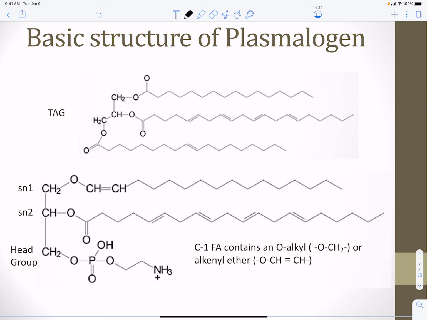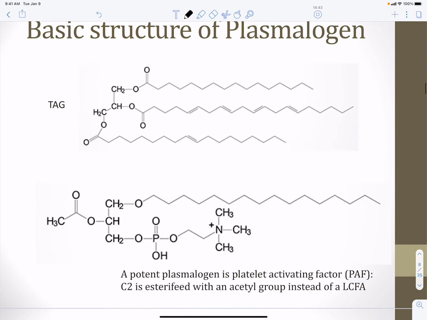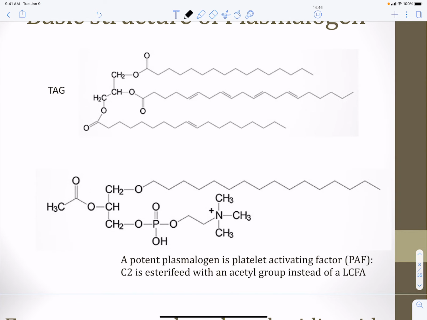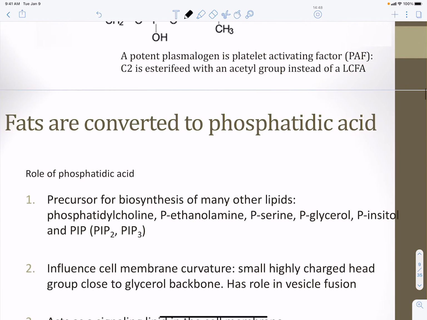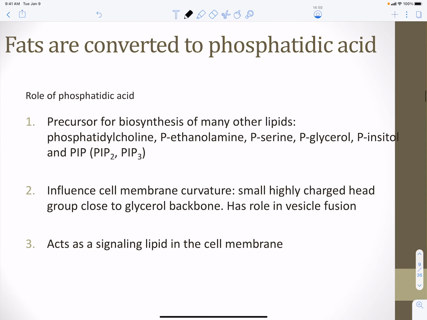So here we have on carbon 1, we have a fatty acid. And then on carbon 2, arachidonic acid, and then on carbon 3, we have our phosphate group. So we have fats converted first to phosphatidic acid. Phosphatidic acid has several roles.